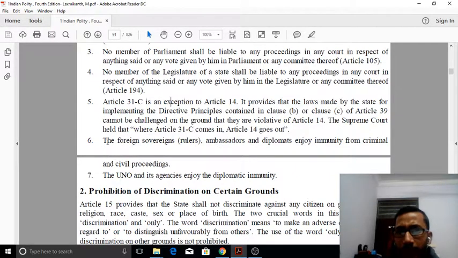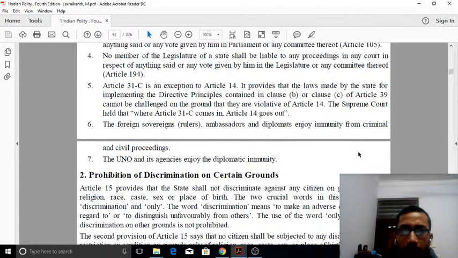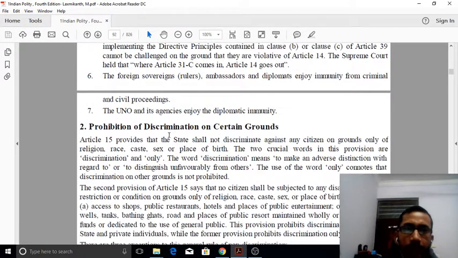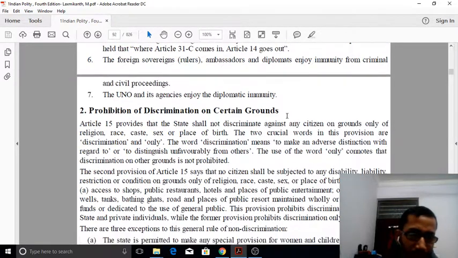No foreign sovereigns, rulers, ambassadors, diplomats enjoy immunity from criminal and civil proceedings. The United Nations Organization, UNO, and its agencies enjoy diplomatic immunity. Very good.